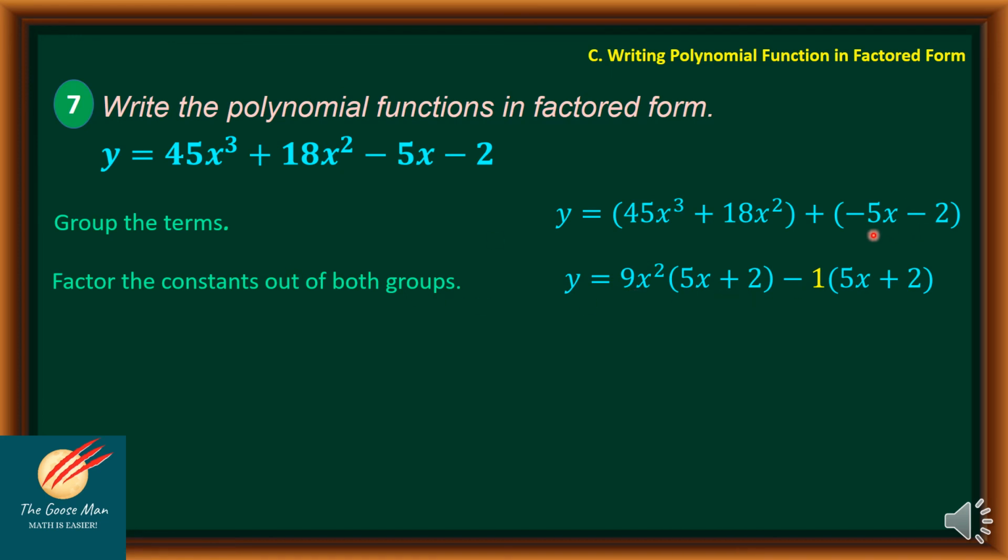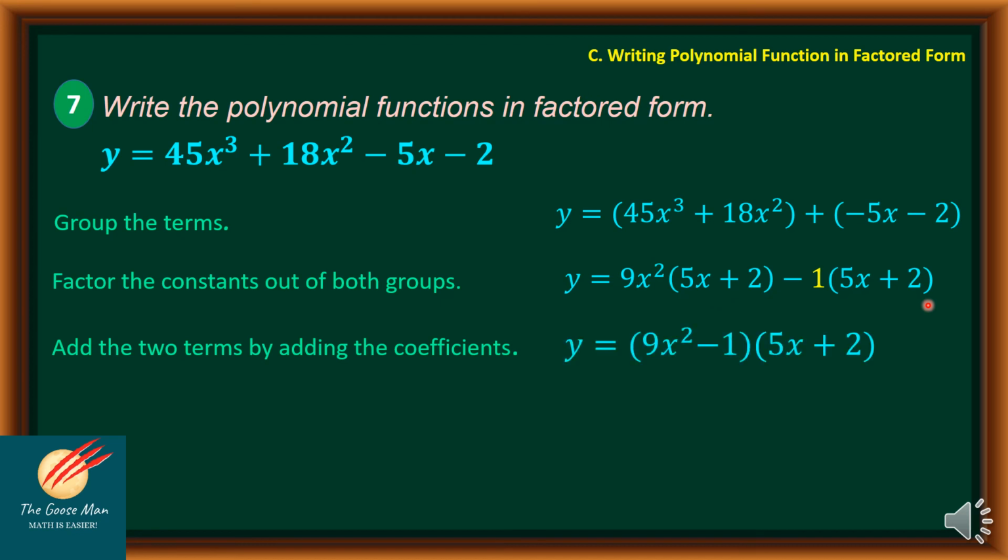While the common factor of negative 5x minus 2 is negative 1, so put it outside. Remember that if I put a negative on the binomial, all the signs inside the binomial will change. Then after that, we add the two terms by adding the coefficients. Since the common factor is 5x plus 2, then add 9x squared plus the negative 1. So we have the factored form y is equal to 9x squared minus 1 times 5x plus 2.